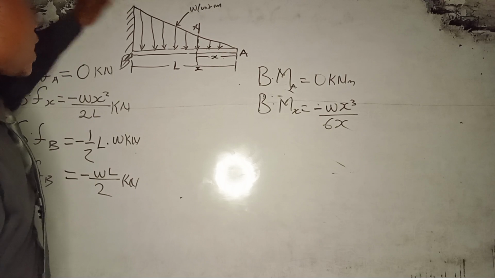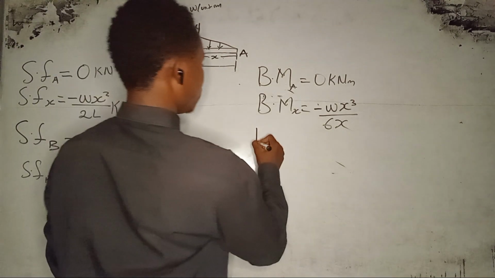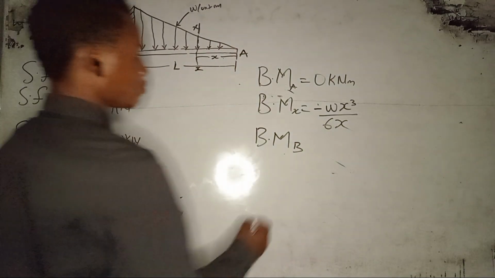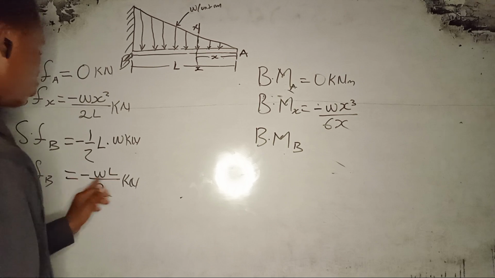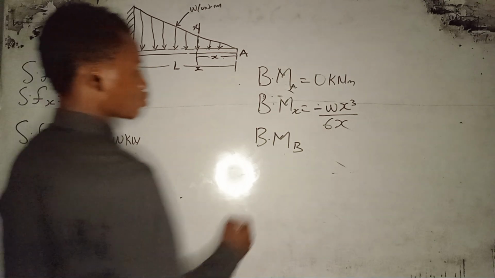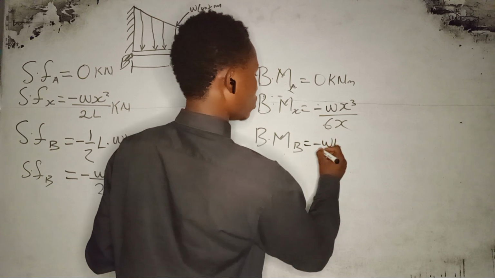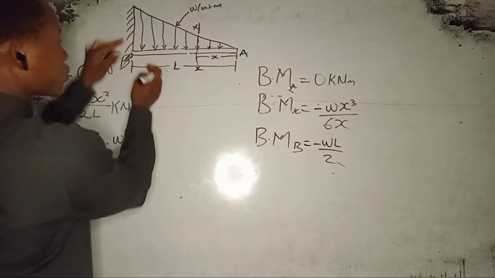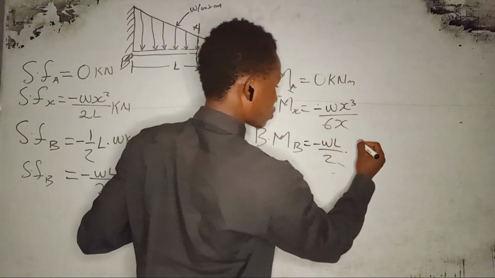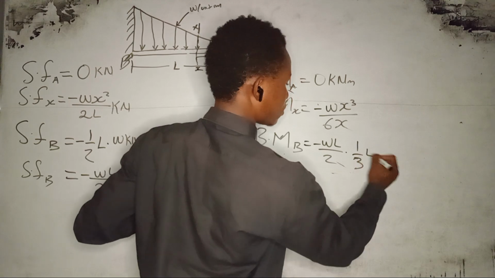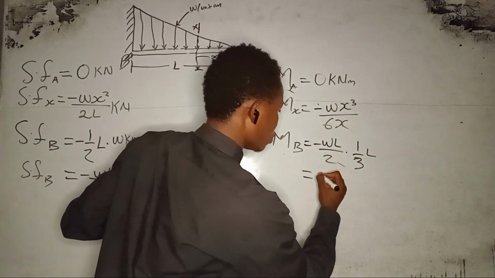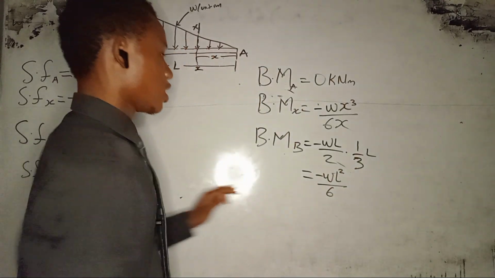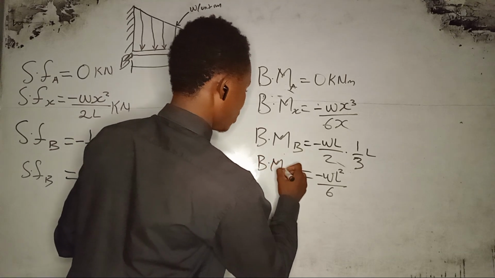So then the bending moment at the final length, the bending moment at B, which is the total length, should be equal to, we have the shearing force here at minus WL over 2. We have minus WL over 2 times the distance from the centroid. The centroid will be at 1 over 3 of that L, that is times 1 over 3 times L. So this answer will be minus WL squared over 6. So now this is the answer for the bending moment at B.